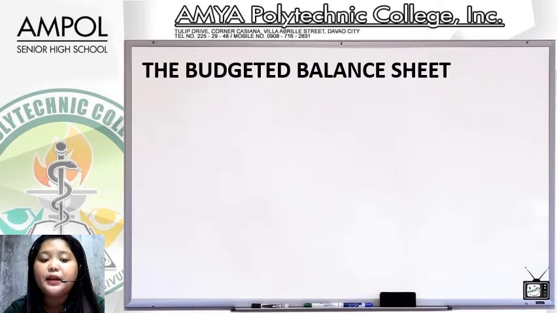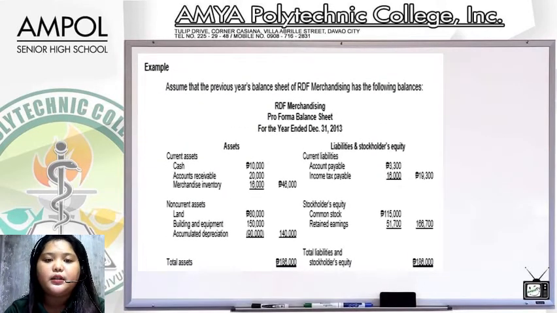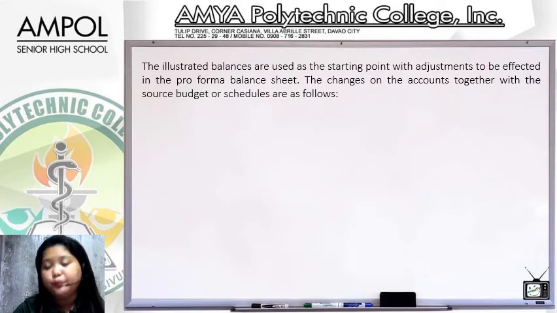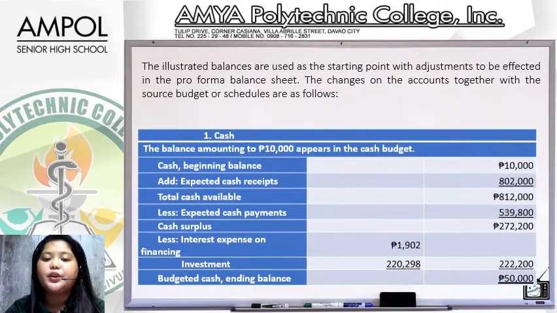Next is the budgeted balance sheet. So the budgeted balance sheet is developed by using the previous year's actual balance sheet. So all the accounts entered in the balance sheet are real accounts and are used to carry forward the remaining balances. And here is the example. So assume that the previous year's balance sheet of RDF Merchandising has the following balances. And so the illustrated balances are used as the starting point, with adjustments to be effected in the pro forma balance sheet. So the changes in the accounts together with the source budget or schedules are as follows.